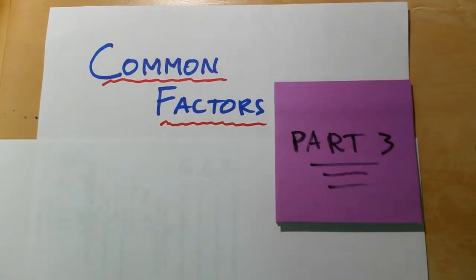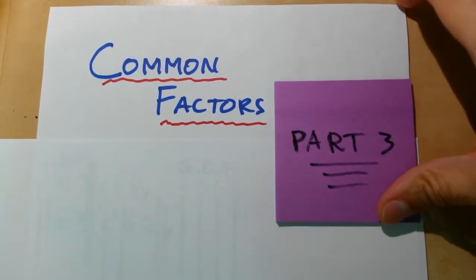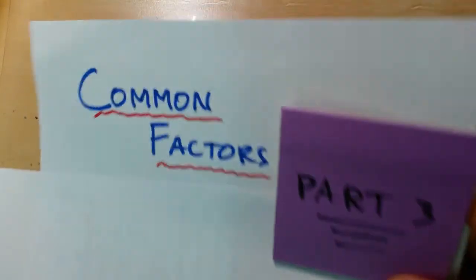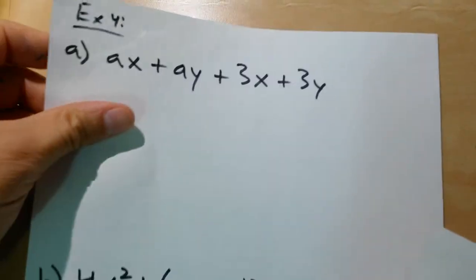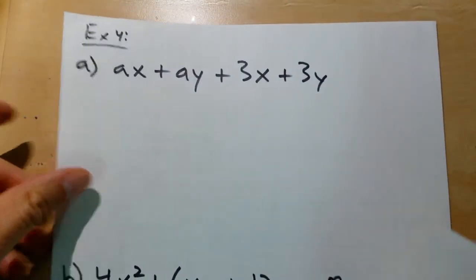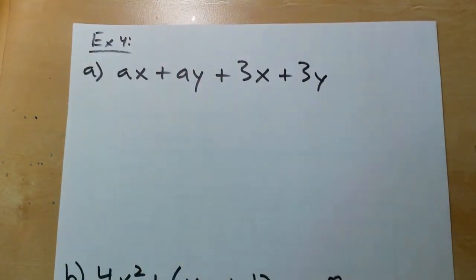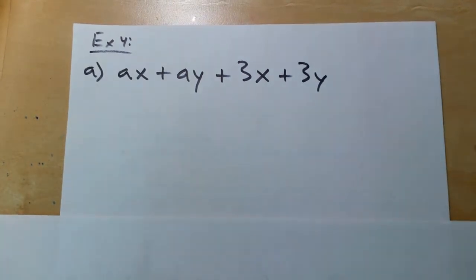Now let's take a look at some more examples of common factors. This is part 3, so some more examples. We have this right on your handout. Example 4. Let's cover this one up for now.